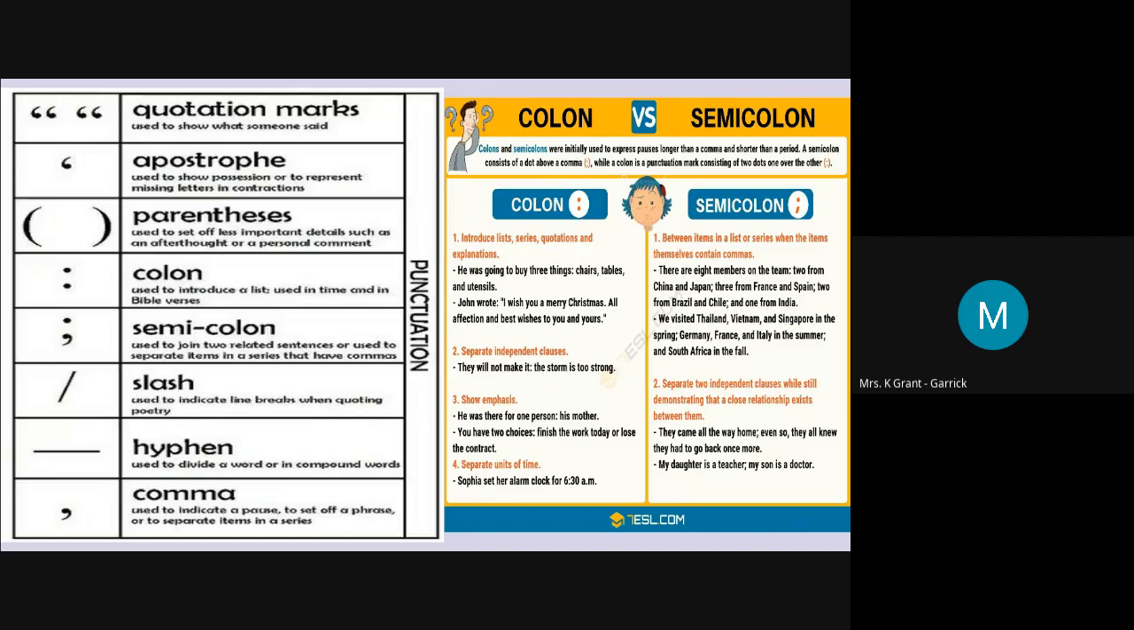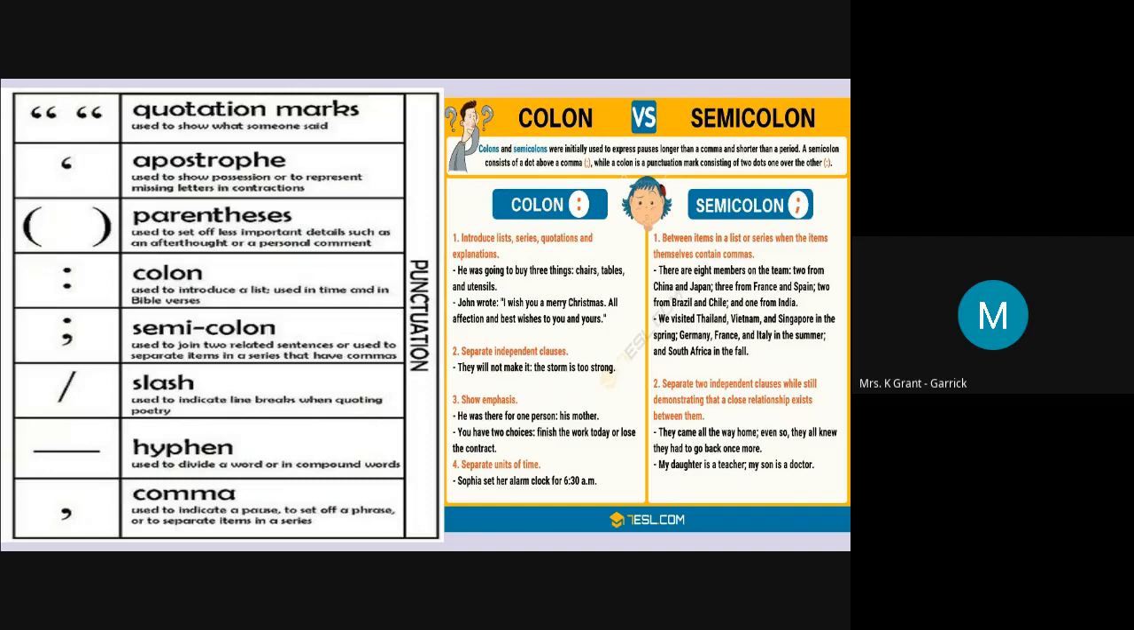Now, the colon, we normally use it to introduce a list of items. We use it too in time, like 10 o'clock, we have 10, then the colon, and then the OO. And we also use it when we're thinking about Bible verses.